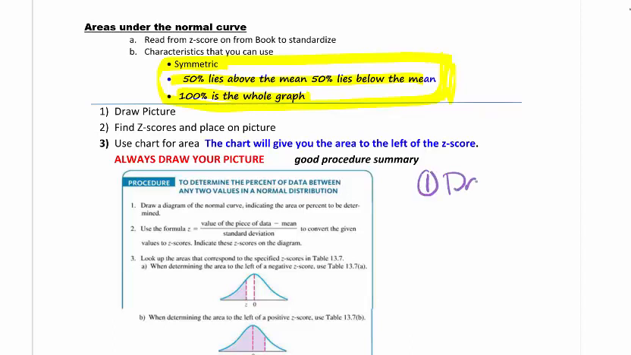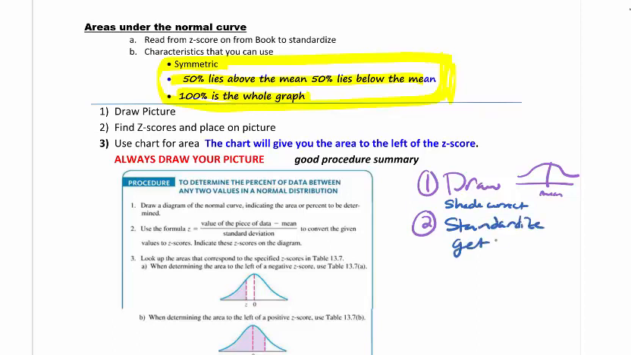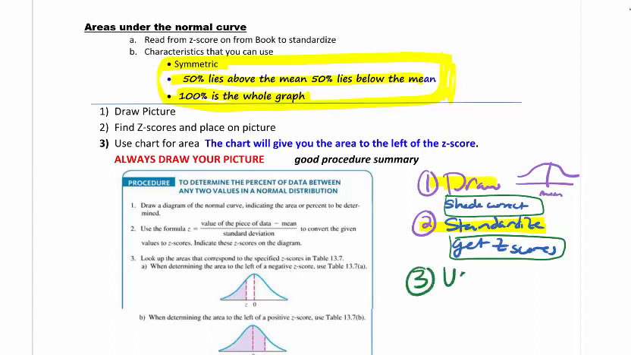We will draw, which again, this will always be the mean. And when I say draw, I'm going to add an extra step in here. You need to make sure you're shading correctly. Then we're going to standardize, which means get the z-scores. I'll put it kind of in the box. So we're starting off with drawing. Then we're standardizing. And our last step is to use the chart to find the area.